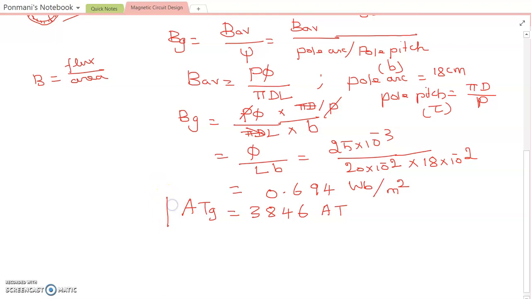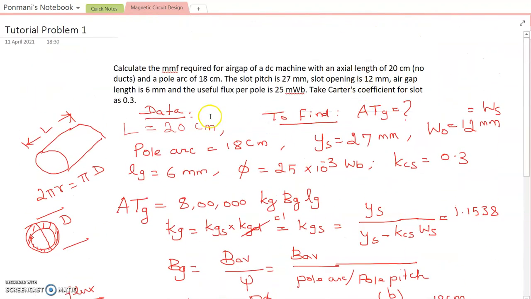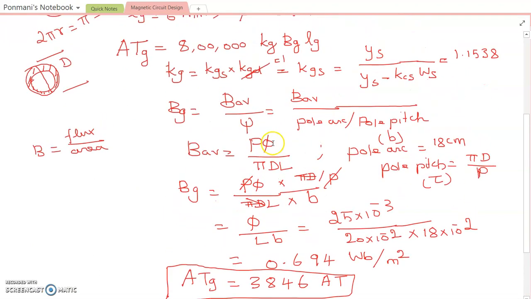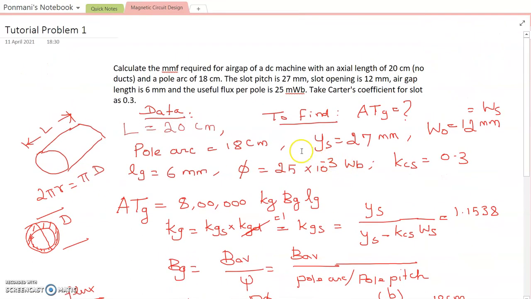So the MMF in the air gap, we have calculated. This is how we have to write the data given, write the equation to find out the parameter, and then calculate each and every step, and the final answer can be calculated. So this is how the magnetic circuit problems in the design of electrical apparatus are to be calculated.